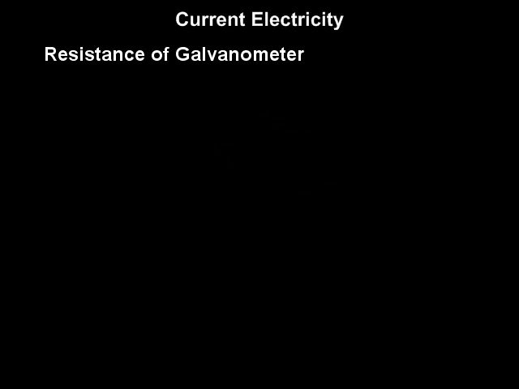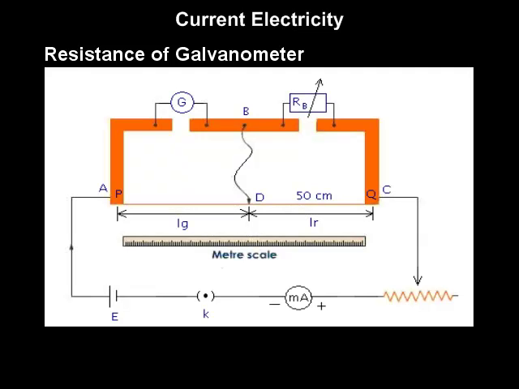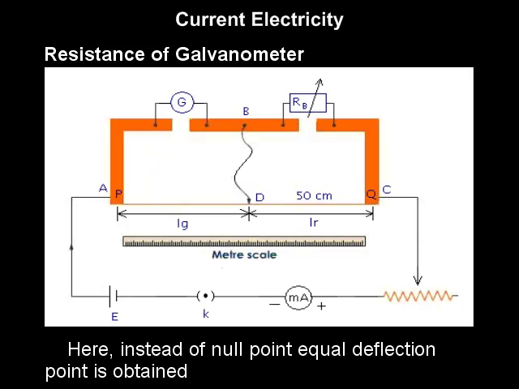With the same setup, one can measure the resistance of the galvanometer. In this experiment, the galvanometer whose resistance is to be measured is connected in the left gap. But instead of null point, equal deflection point is obtained to assure the balancing condition. In the balancing condition, the length PD is measured as Lg and length DQ is measured as Lr.